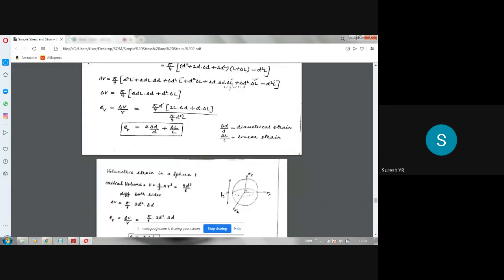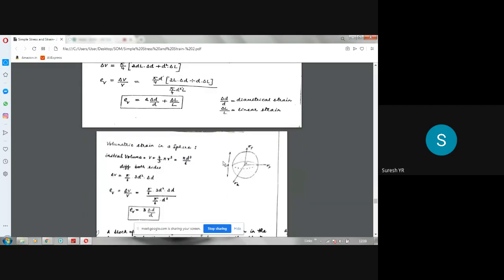Yeah, next, in the case of a sphere. So sphere, what happens? Very simple. So in the case of a sphere, the initial volume formula for a sphere is 4 by 3 pi r cube, if r is the radius of that sphere, or pi d cube by 6 in terms of diameter. Okay, if you put r is equal to d by 2, radius is equal to diameter divided by 2, so you will get pi d cube by 6.